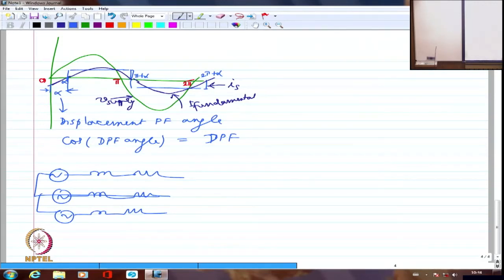One rotating at fifth, 5 times omega s, another rotating at 7 times omega s, another rotating at 11 times omega s. So many things, all of them are going to confuse the induction motor. So this essentially is a prelude to power quality. I am not going any more into this, but I am trying to say that power electronic converters are a big menace. They create power factor problem, they create harmonic problems.